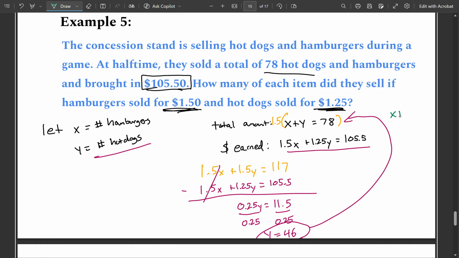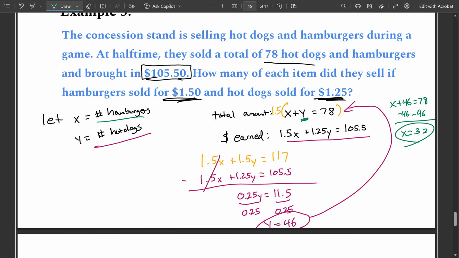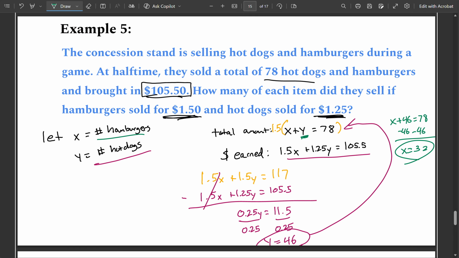We have x plus, we're changing that y from the equation with 46, which we just learned, and equals 78. Subtract 46. X equals 32. So 32 hamburgers were sold. We said x was the number of hamburgers, and 46 hot dogs were sold.